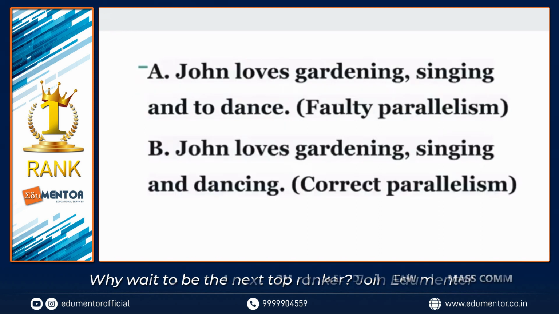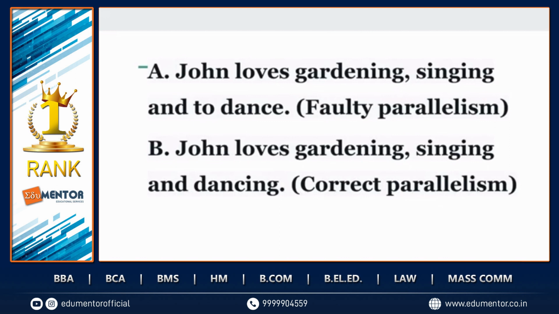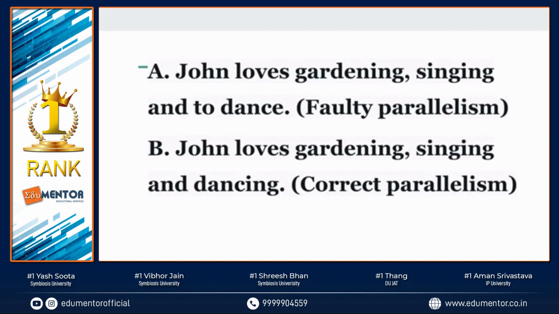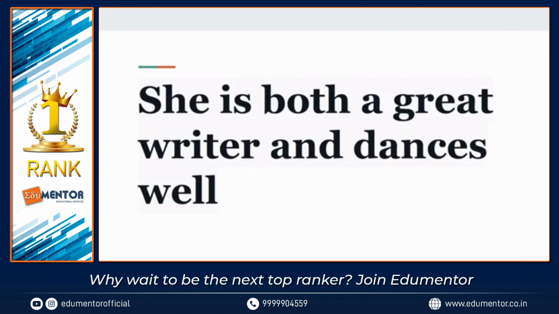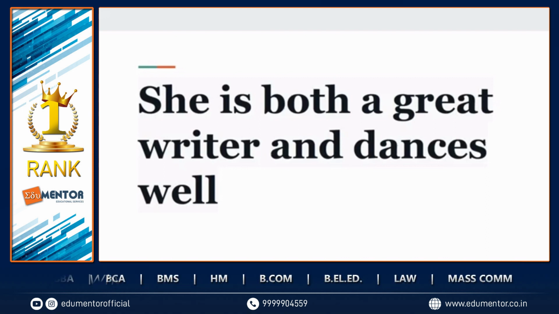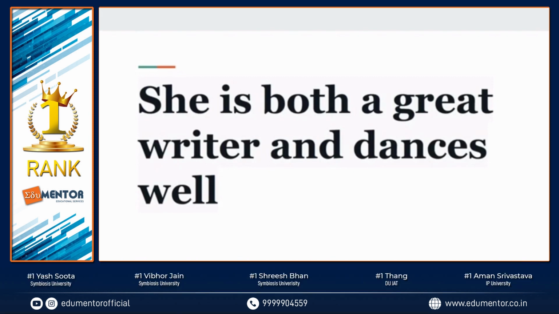Right? So this was a faulty parallelism. So the correct one is part B that you see. John loves gardening, singing, and dancing. She is both a great writer and dances well. Now, can you see she's both a great writer, and after that we have and. So whenever it's both X and Y, they should have the same order.